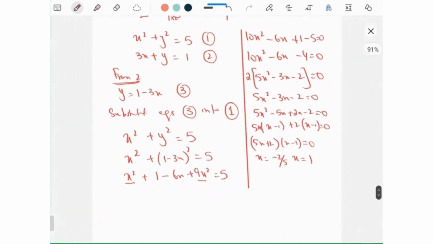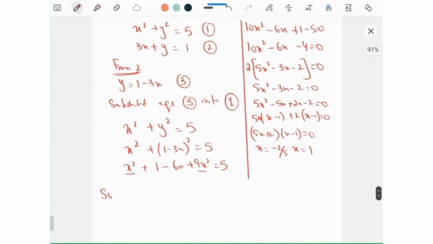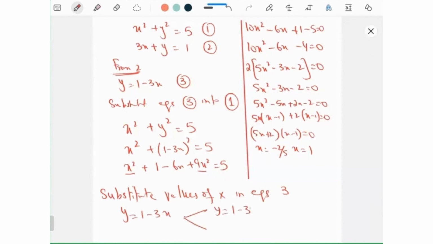Once I found the values of x, substitute values of x in equation 3. y is 1 minus 3x. y is 1 minus 3 into minus 2 upon 5. y is 1 minus 3 into 1.